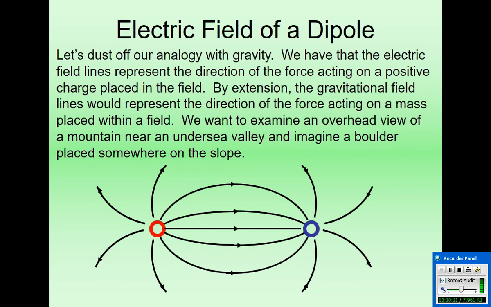But if you place it at some other location, the direction of the force acting on it is going to be somewhat away from the positive charge and somewhat towards the negative charge. And what you wind up getting is a set of field lines, much like what you see on the screen here. I hope that helps you visualize a little bit about what's going on.